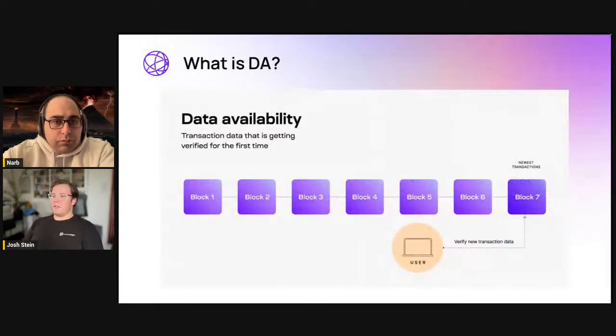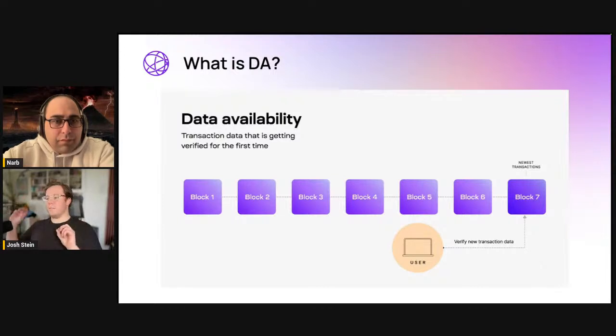So yeah, first, I think it's important to go over the differences in data availability and data storage. So data availability is transaction data that's being verified for the first time. So you can think of this like the mempool in a sense where it's only the latest transactions on the latest block. And what we need to do is gossip that information, or we need to gossip the transaction data in that block to all the other nodes and make sure that everyone in the network can access that data.